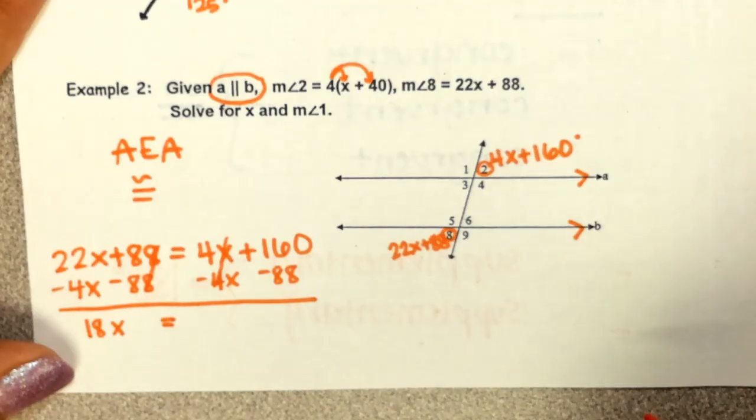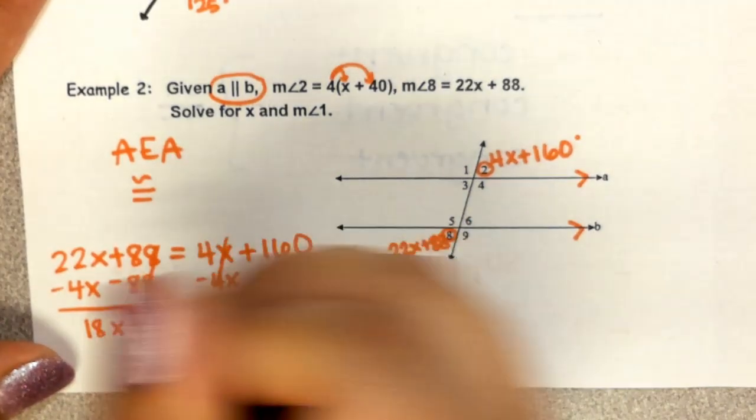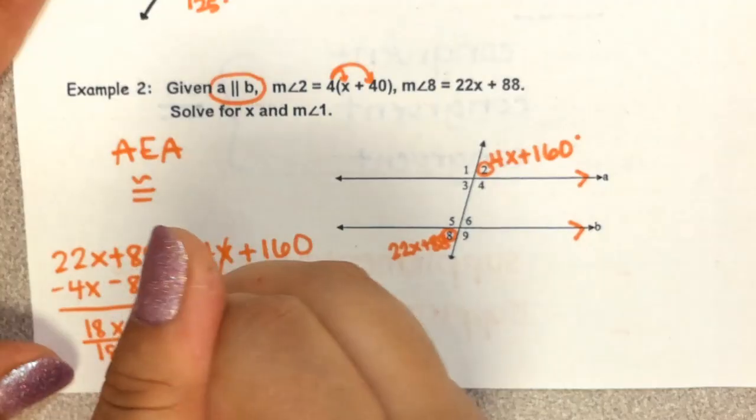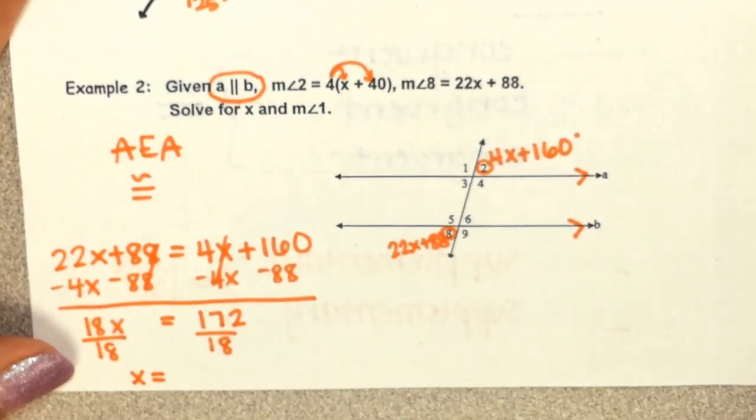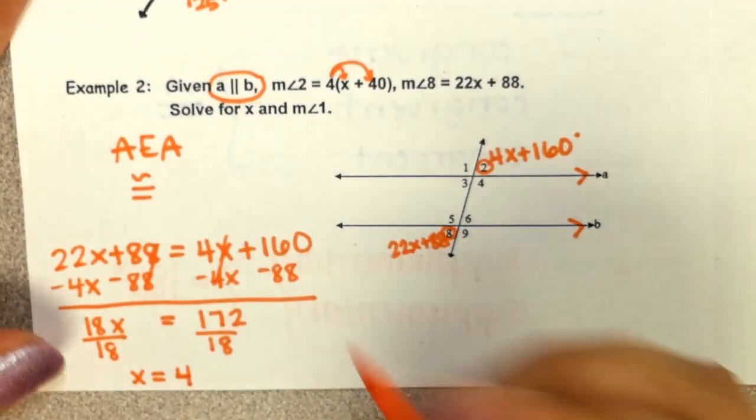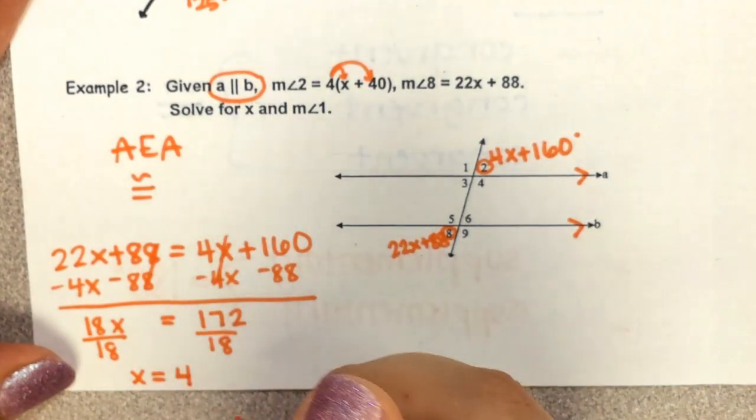Is that 172? Yes. What do y'all get? Over 18... 4? 4? Yeah. 72? Wait. How do you get 172?